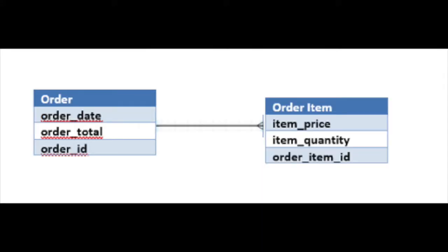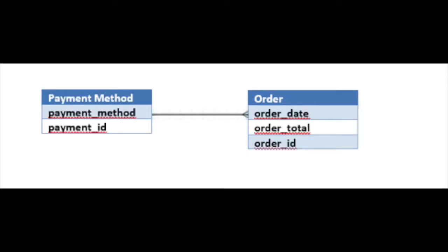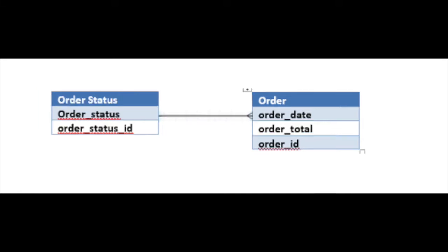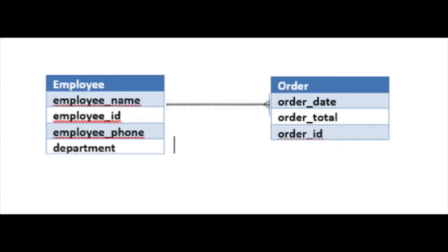The order entity has one-to-many relationships to order item entity because an order can have many order items, with each having a unique order item ID. The payment method entity has a one-to-many relationship to order entity because one payment method can be used for many orders and each payment has a unique payment ID. The order status entity has a one-to-many relationship to order entity because many orders can have the same order status. The employee entity has a one-to-many relationship to order entity because one employee can handle many orders.